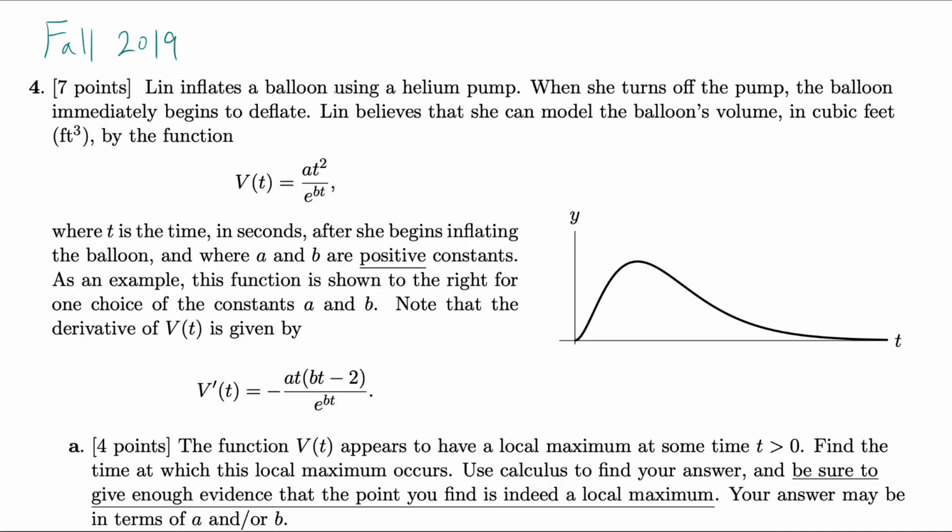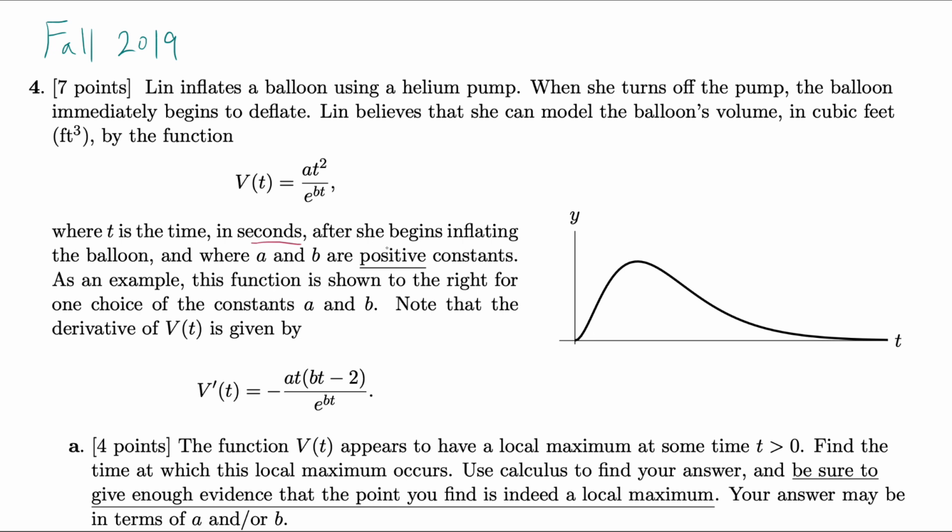Lin inflates a balloon using a helium pump. When she turns off the pump, the balloon immediately begins to deflate. Lin believes that she can model the balloon's volume in cubic feet by the function v of t is at squared over e to the bt, where t is the time in seconds after she begins inflating the balloon.